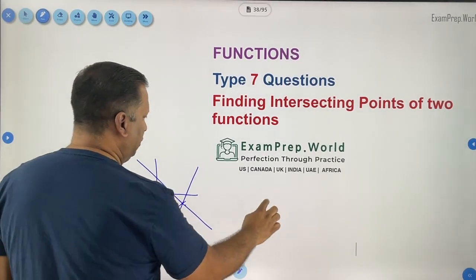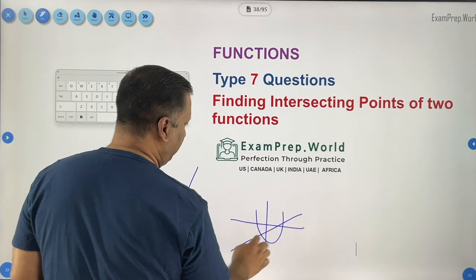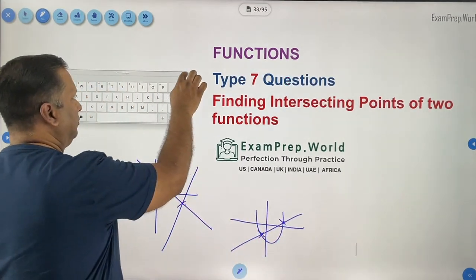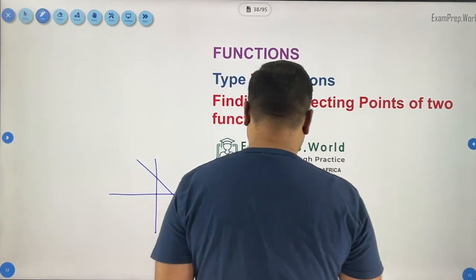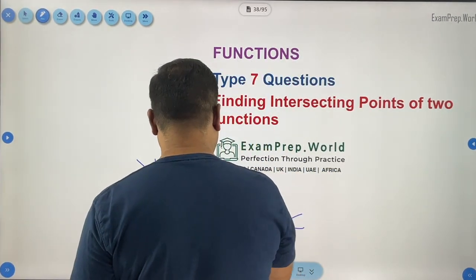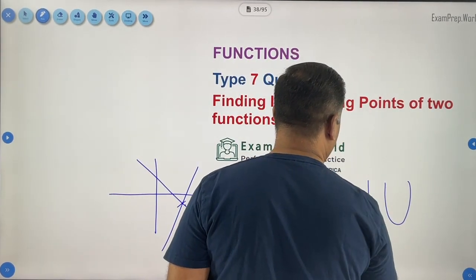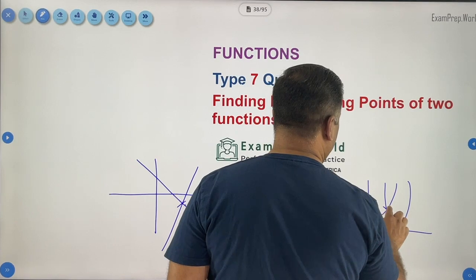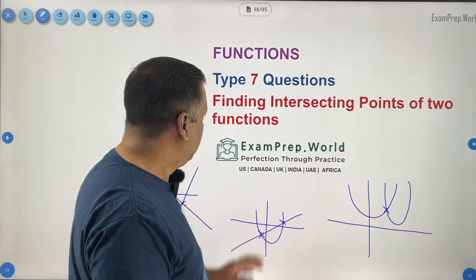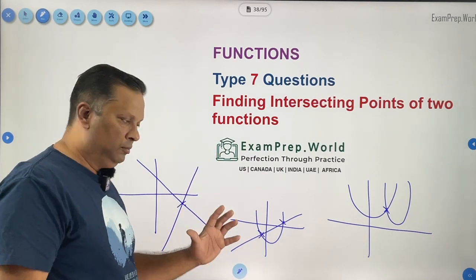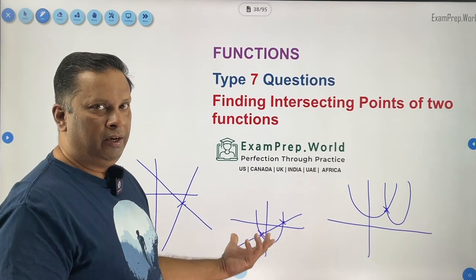Or you may have to find the point of intersection of a line and a quadratic. It's possible that you can get this. Sometimes you can get two quadratics, right? One quadratic here and second quadratic here. Sometimes you may be asked to find the point of intersection of two quadratics like this. So this is the kind of questions we will do here. There are a lot of practical applications also which we will do in criteria D type of questions, okay.